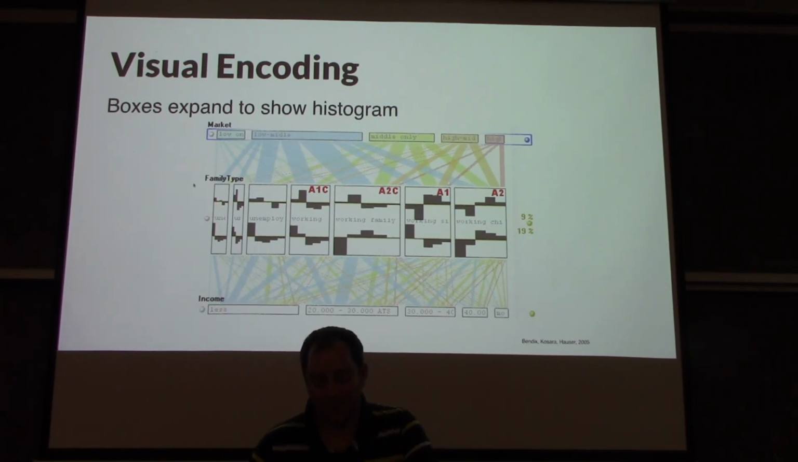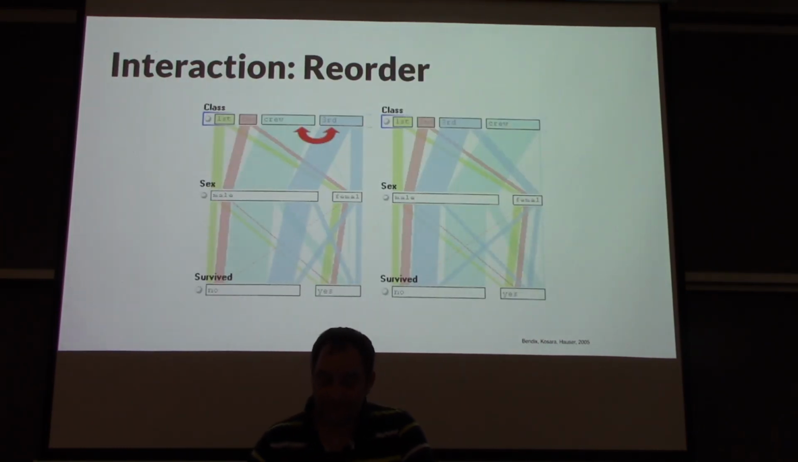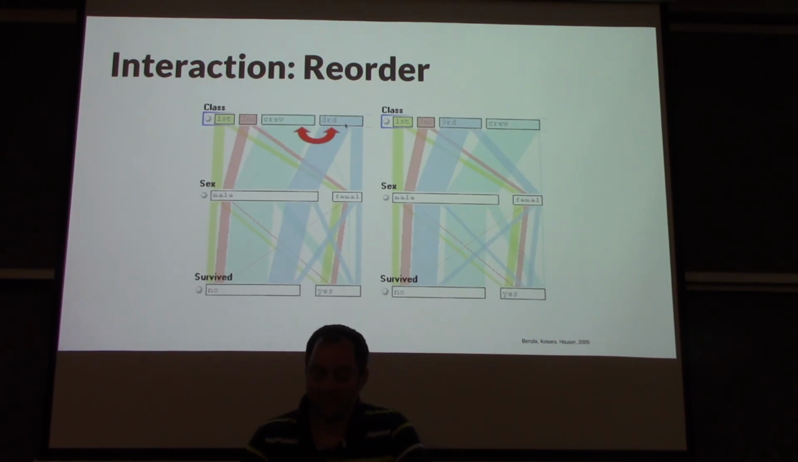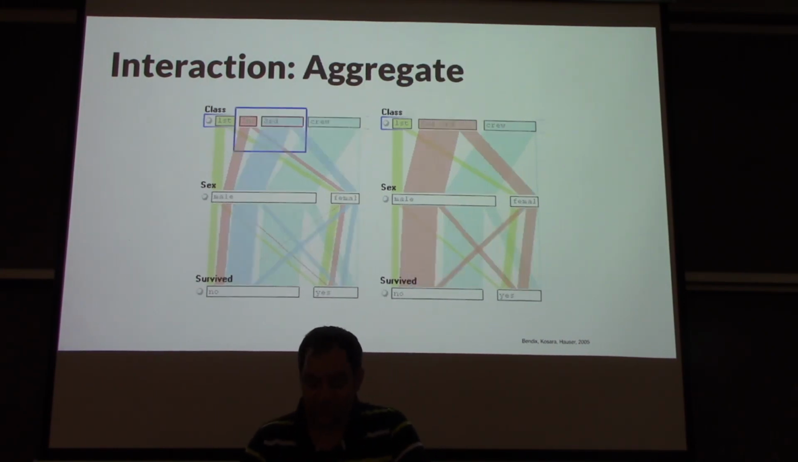And what is interesting here is that they also show a histogram of the distribution of people for each of those dimensions. So it's kind of a combined, layered visualization, a multiple coordinated view. We can reorder them to essentially reduce the crossings. So here, for example, crew and third class are exchanged between those two pictures. And you can also aggregate them.